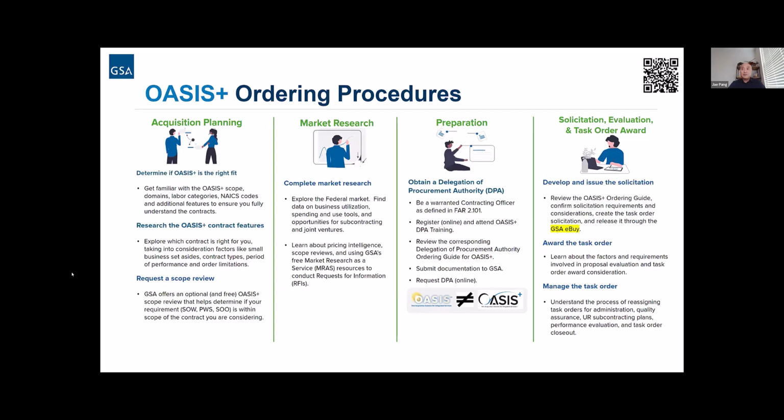And once you think you're ready to use OASIS, this is the DPA portion, Delegation of Procurement Authority. You have to be a warranted contracting officer and attend the OASIS DPA training. And then, of course, you submit your requests, and then GSA will review and produce your DPA documentation. And once again, OASIS is not necessarily OASIS Plus. Yes, a lot of similarities, a lot of common functions, but it is a new program, and it is a revised and improved program, as we like to think. So I think once you get an understanding of OASIS Plus, you'll see where we put some effort into improving OASIS, and of course other contract solutions as well.